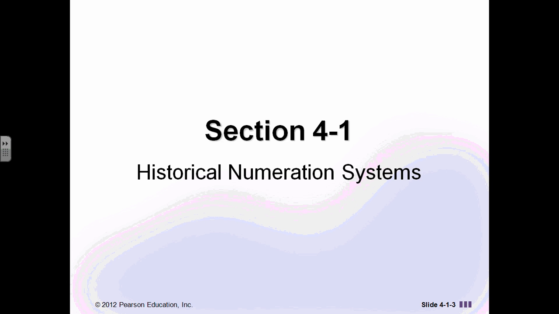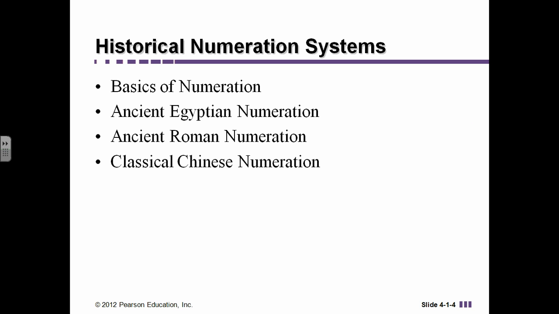So the first thing we're looking at today is section 4.1, which is dealing with some of the historical numeration systems. So the basics of numeration, we're going to look at the ancient Egyptian, the Roman, and the Chinese numeration systems.